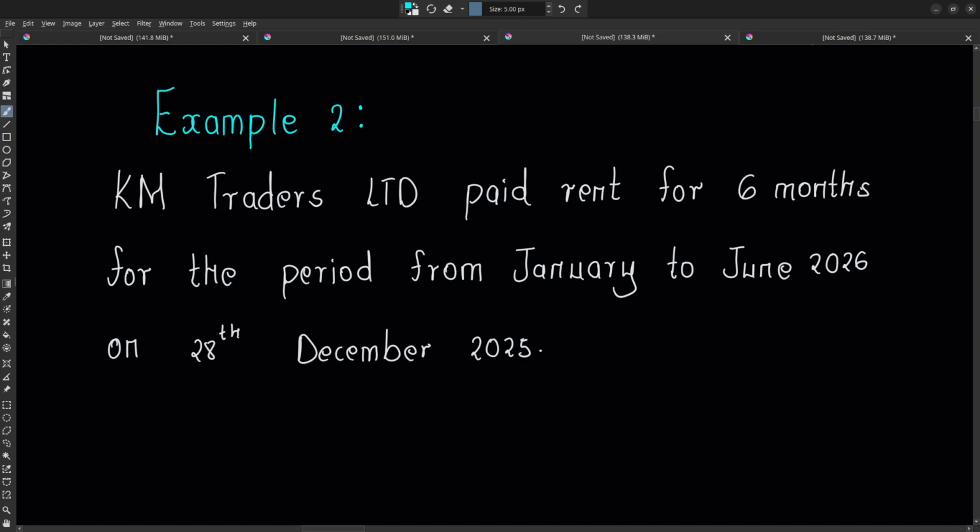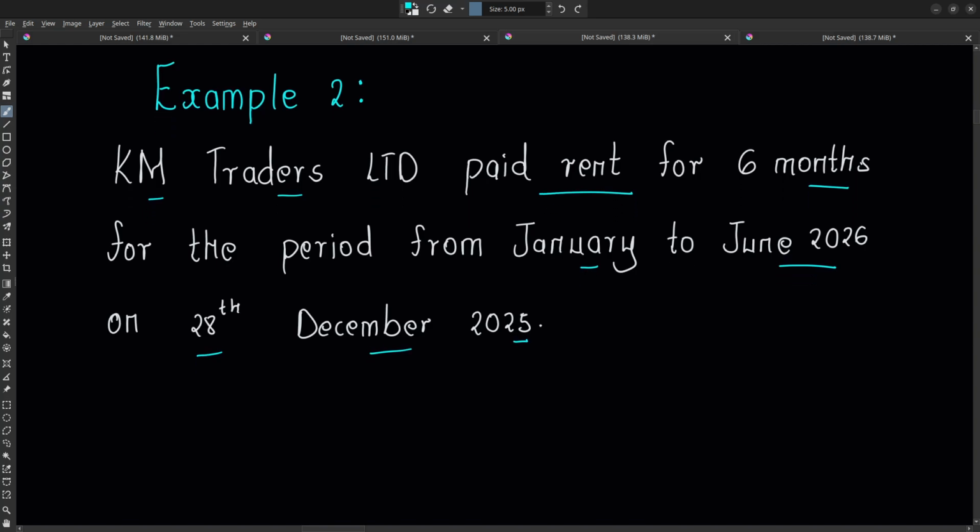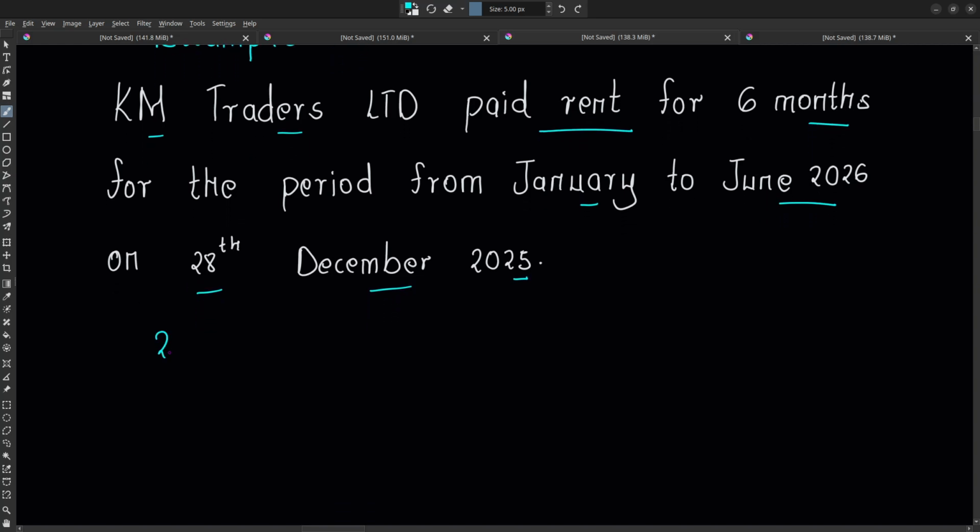We have KM Traders, who paid rent for 6 months, for the period from January to June 2026, on 28th December 2025. So they have paid rent for their offices for 6 months, from January to June, and they paid it in December. So this is a prepaid. They are yet to receive the benefit of staying there. Not yet. So what happens as at 28th December? How do we record that?